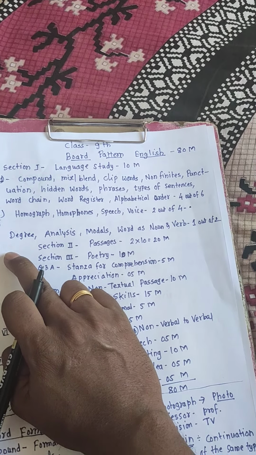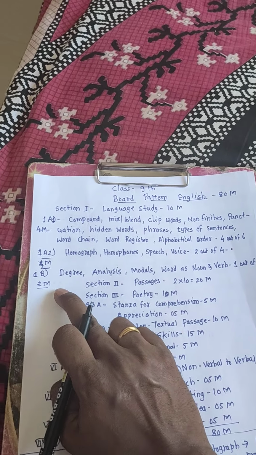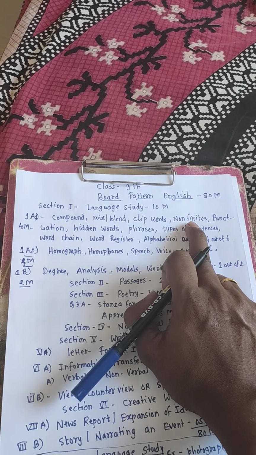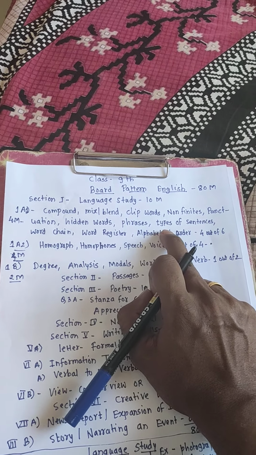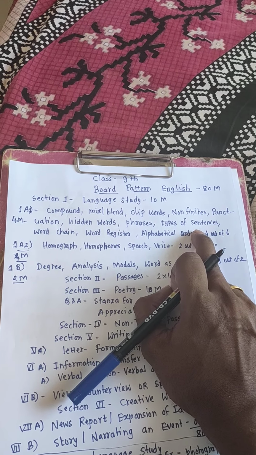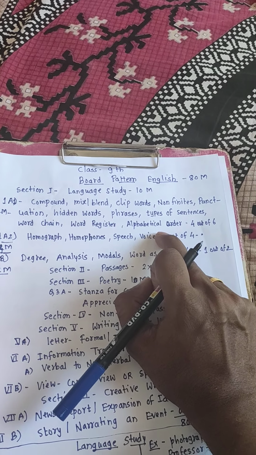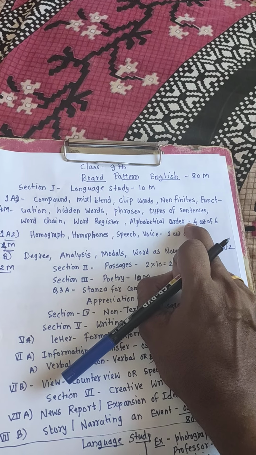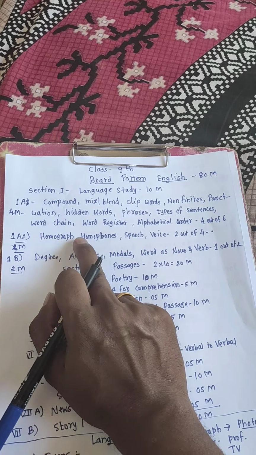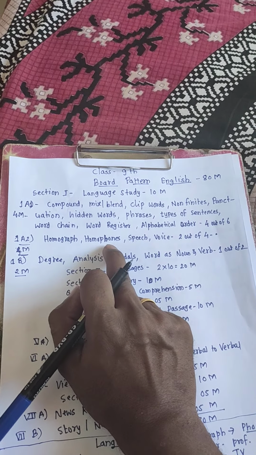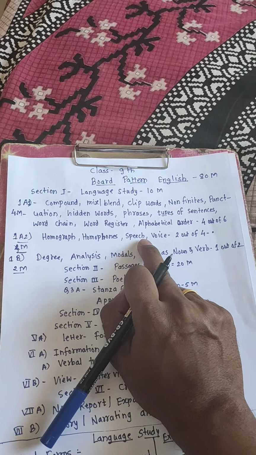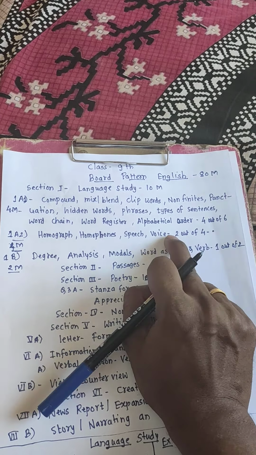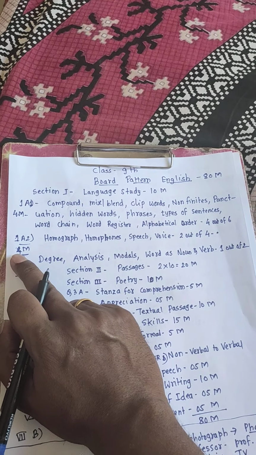Now what are the topics included in this? Compound words, mixed words, clip words, non-finites, punctuation, hidden words, phrases, types of sentences, word chain, word register, alphabetical order. There will be 6 questions given to you. You have to attempt 4 for 4 marks. Then A2 is based on homographs, homophones. Already you have studied them. And reported speech, direct, indirect, voice. 4 questions will be given to you. You have to attempt 2 for 4 marks.